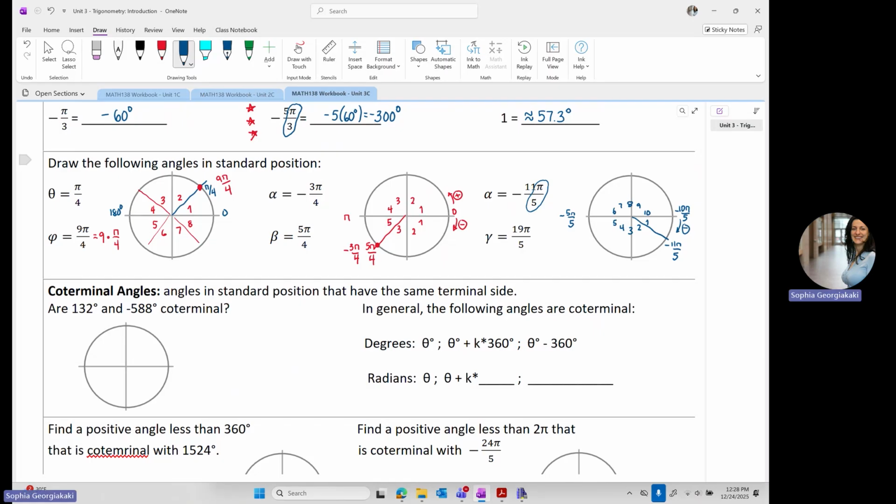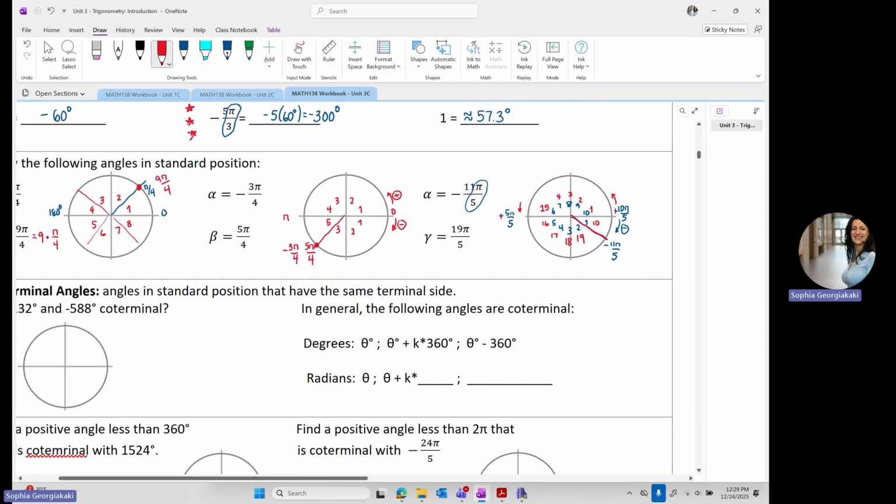To do the positive 19 pi fifths, I'm going to go in this direction, and I'm going to be doing 1, 2, 3, 4, 5 to make a circle. So that will be positive 5 pi fifths. Then I will do another 5, so 10 to get me here. Then I'm going to do another 5, 15 to get me here. And then I don't have 5 more to go to 20. I need 4 more to go to 19. So 16, 17, 18, and 19, that will still be the same location.